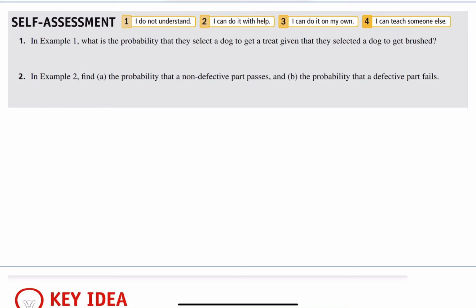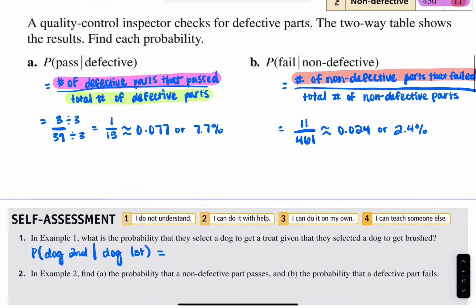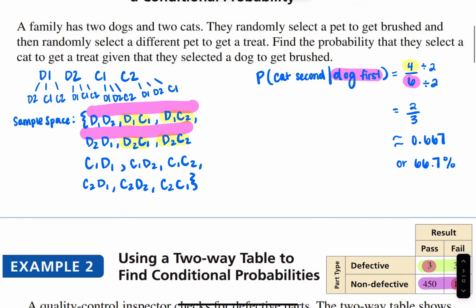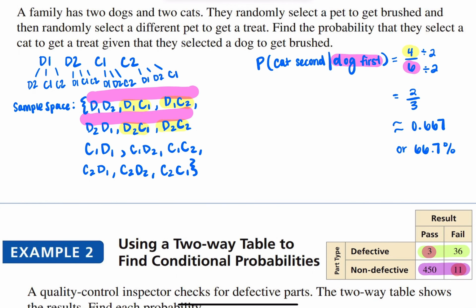All right, let's check number 1. In example 1, what is the probability that they select a dog to get a treat given that they selected a dog to get brushed? So the probability that they select a dog second, given that they already selected a dog first. So let's look back at example 1. How many of these have a dog second? So we have this one, or a dog for both actually. We have this one and this one, just 2.